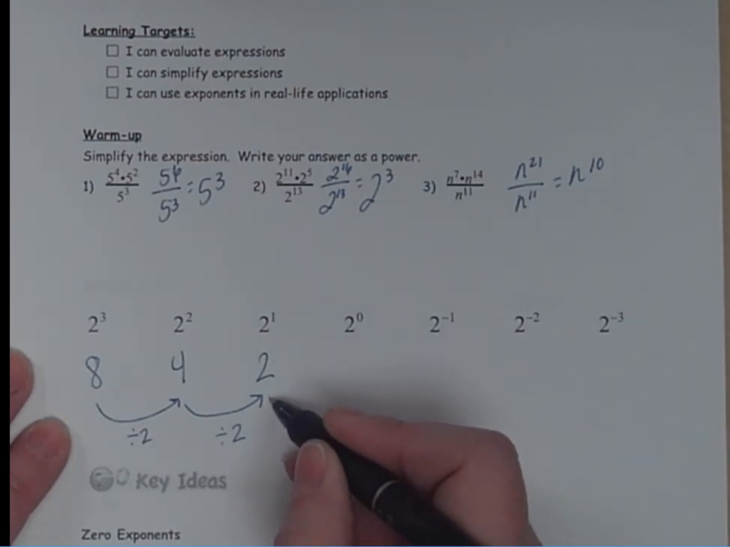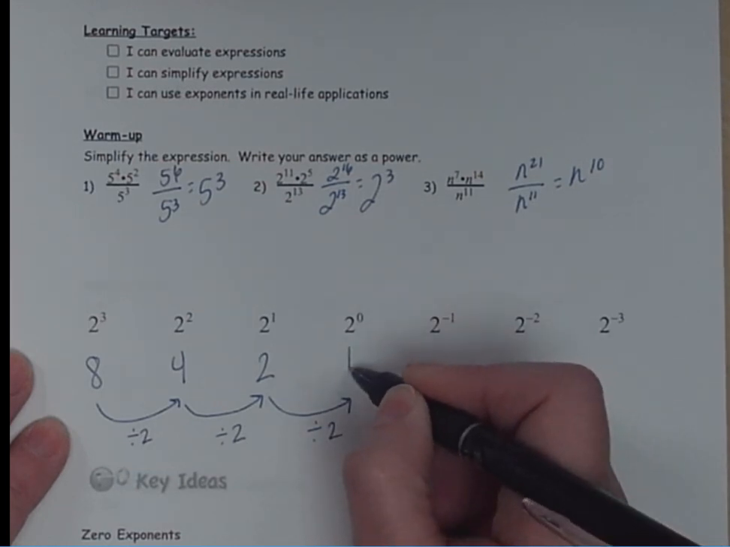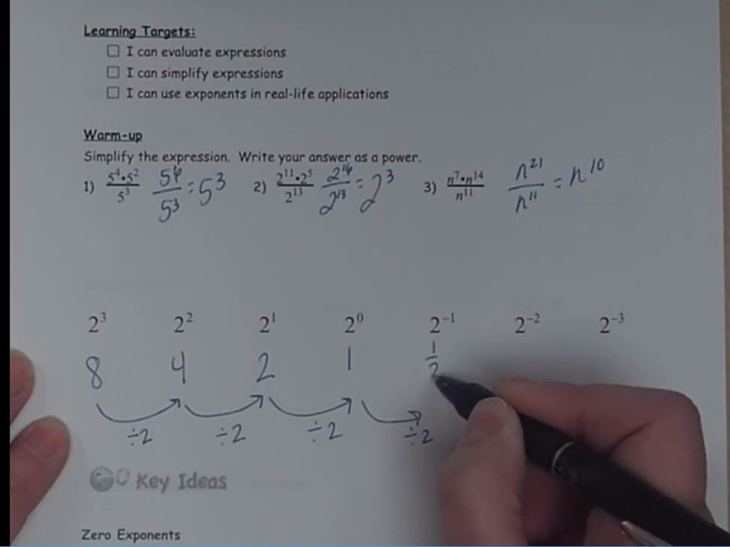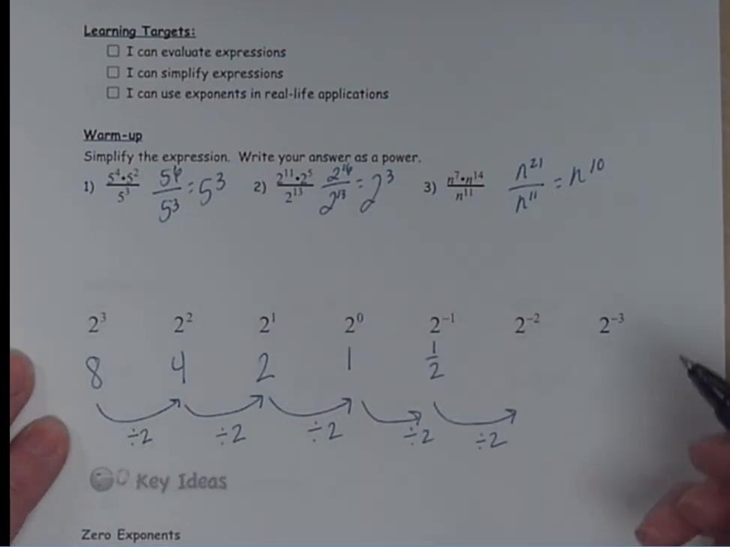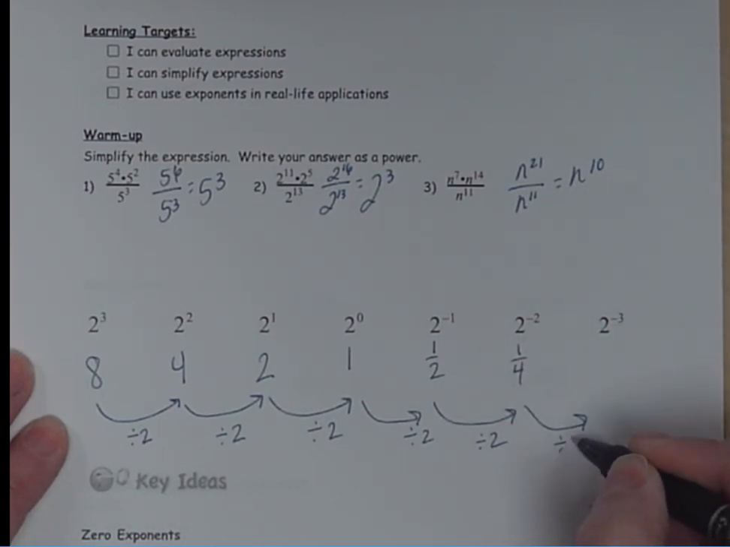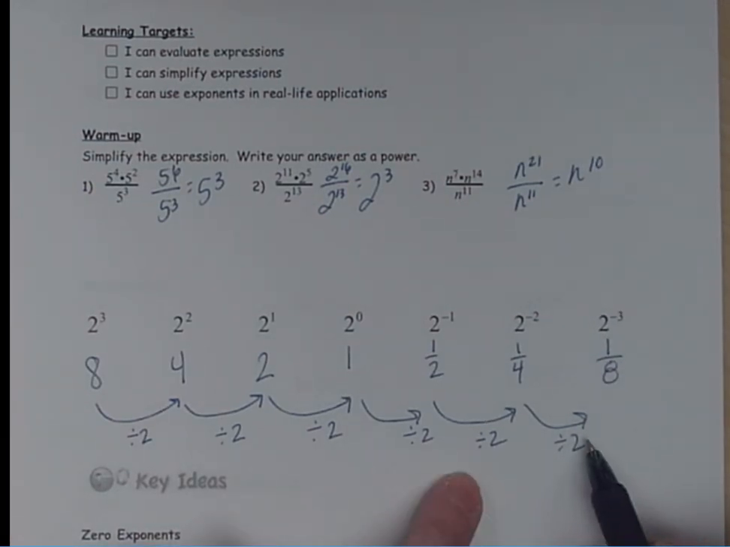Now let's keep that pattern up. So 2 divided by 2 gives me 1. 1 divided by 2 gives me 1/2. 1/2 divided by 2 gives me 1/4. And you'll note when we divide by 2 again, I end up with 1/8.